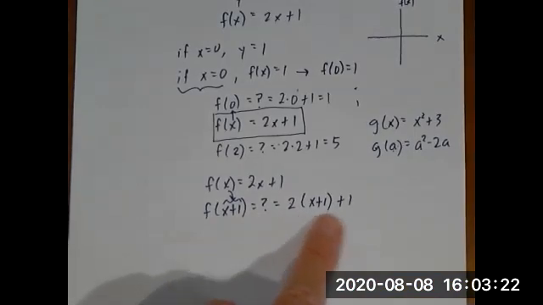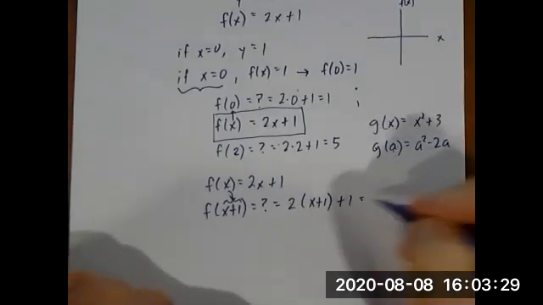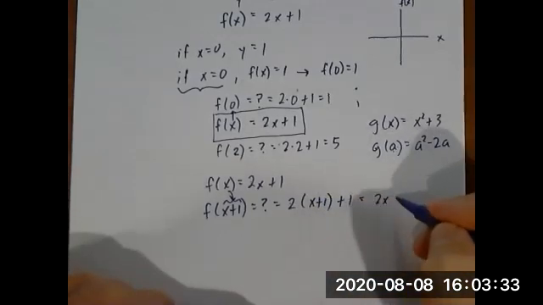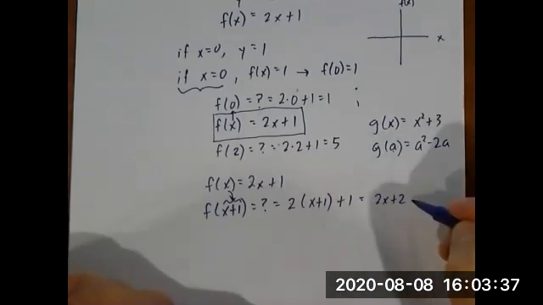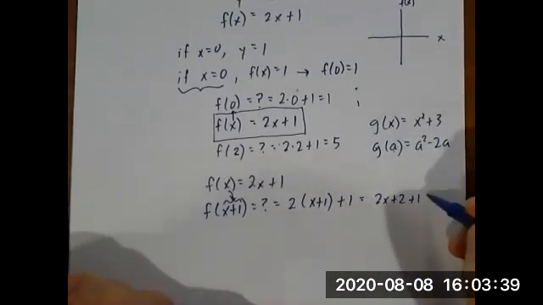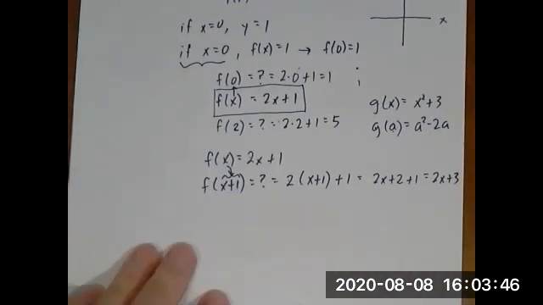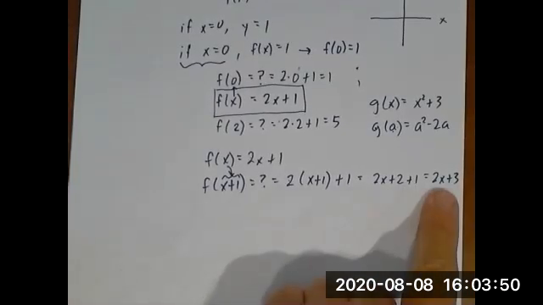Now, normally when you have this kind of thing, they always want you to try and simplify your function. So I'm going to multiply out the parentheses and then combine like terms. So if I distribute the 2, this is 2x plus 2. I got the plus 1. So now finally I end up with 2x plus 3. So what we're saying is f of x plus 1 equals 2x plus 3.